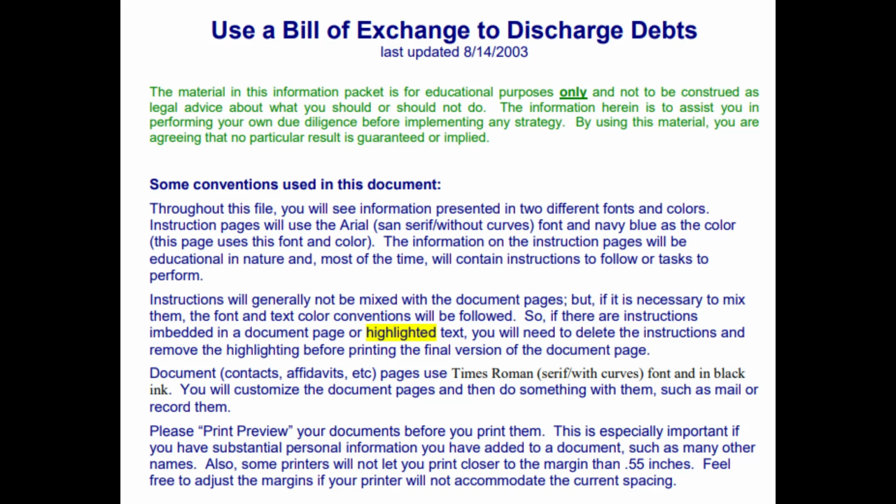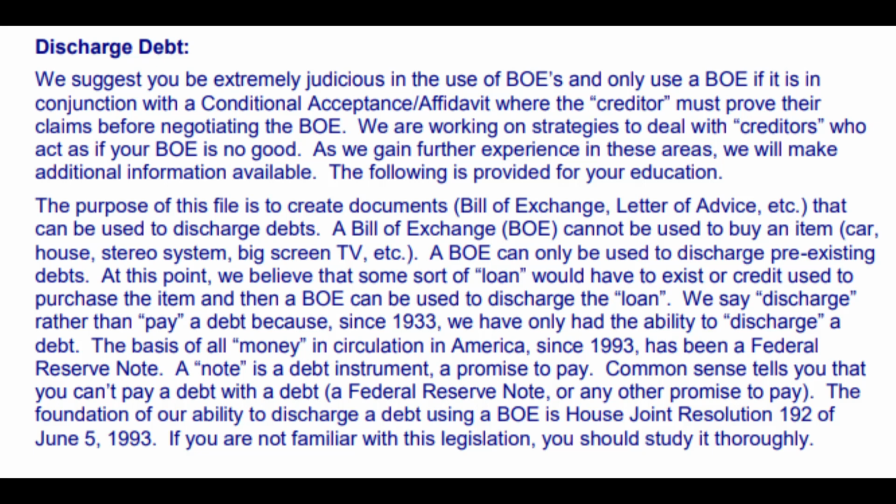All right. So please print, preview your documents before you print them. This is especially important if you have substantial personal information you have added to a document, such as many other names. Also, some printers will not let you print closer to the margin than 0.55 inches. Feel free to adjust the margins if your printer will not accommodate this current spacing. Meaning that it's making it complicated for you to get the documentation done properly because the margins are not allowing you to get the sentences out properly. So you can fix that, you can correct that. I mean, you should know how to use a computer and all that by this point.